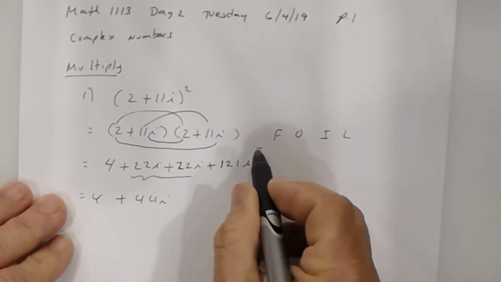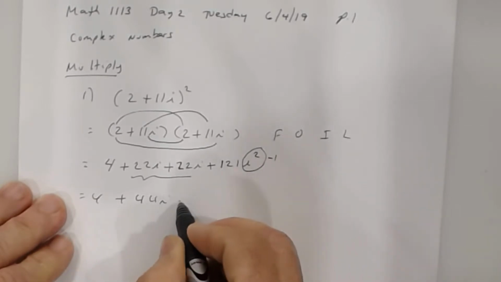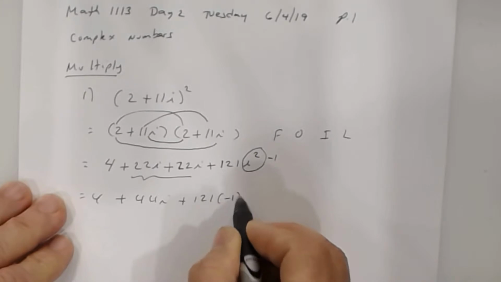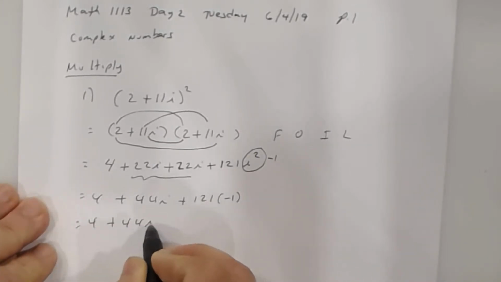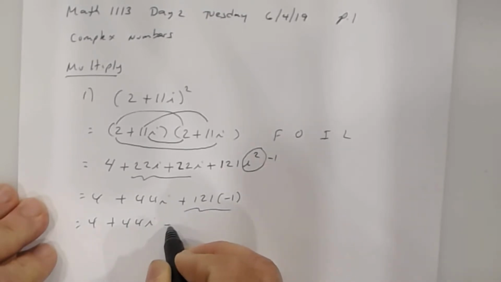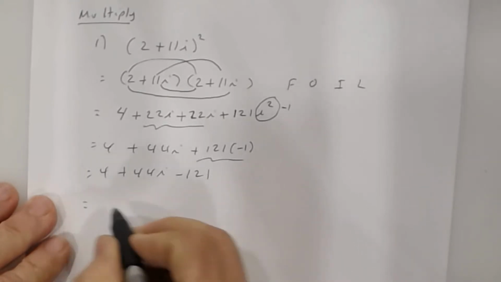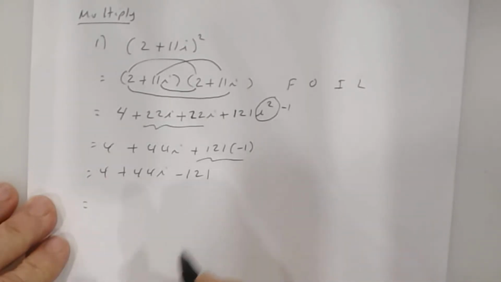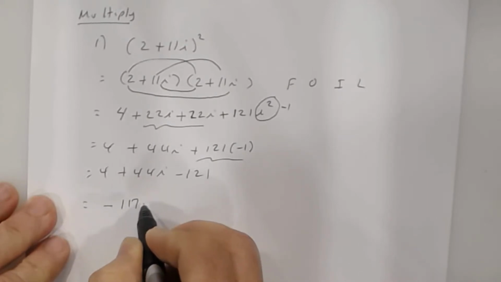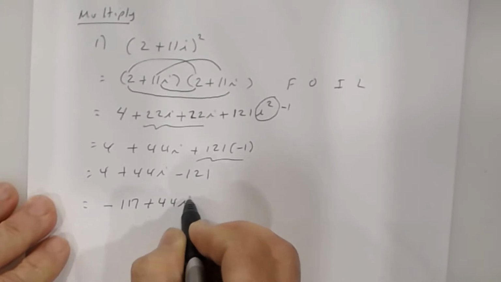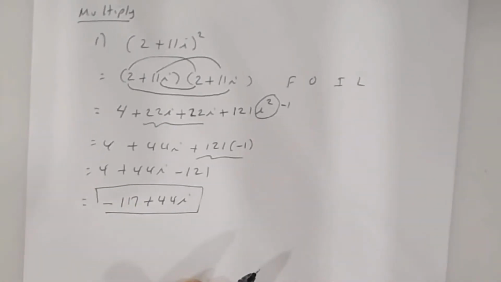Now this is where you want to rewrite this i squared. i squared is equal to what? -1. So that's really 121 times a -1, right? So I get 4 plus 44i, and then what does this become? Negative 121. Minus 121, and then combine your like terms. What's the answer? In standard form, what will be the answer? -117 plus 44i. Okay, so remember that's standard form.